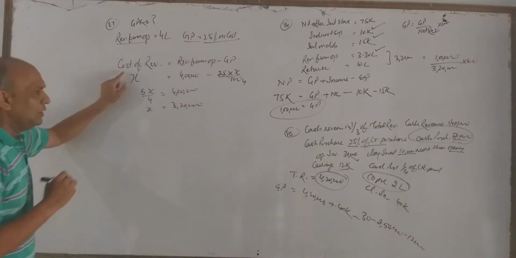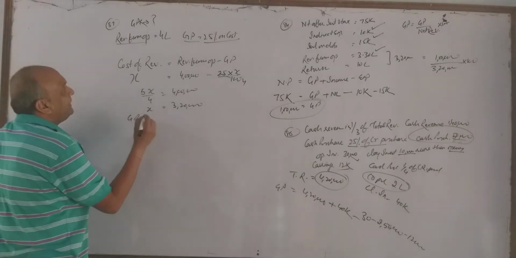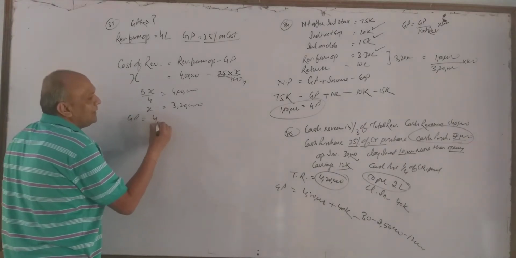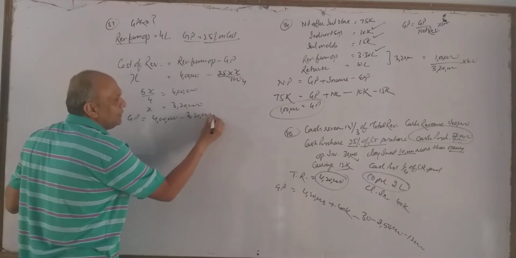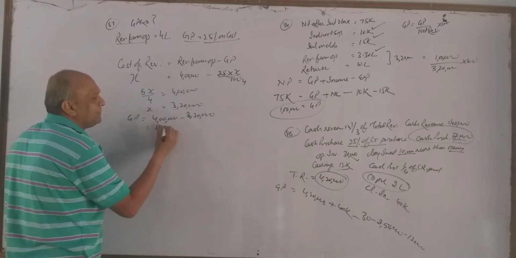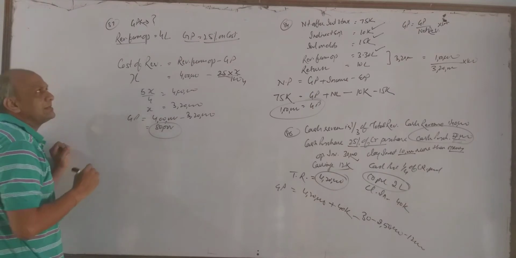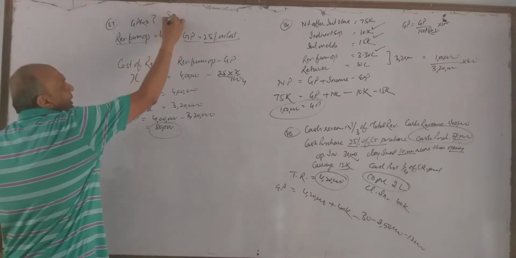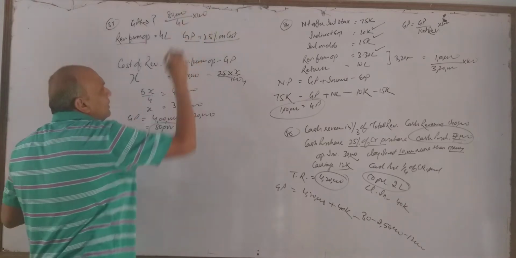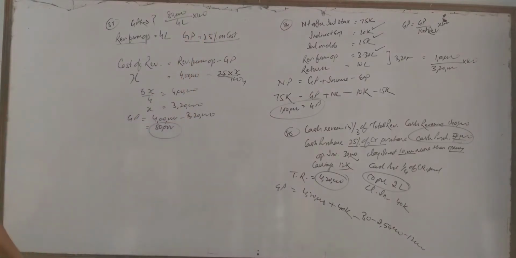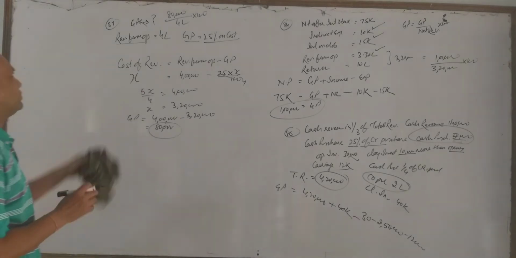What is X? Cost of revenue. So what is GP? 4 lakh is our revenue. Cost of revenue is 3,20,000. So GP is 80,000 rupees. So you can calculate it now. 80,000 divided by 4 lakh into 100. So it will be 20%. I think you understood. Let us take one more sum of the same topic.